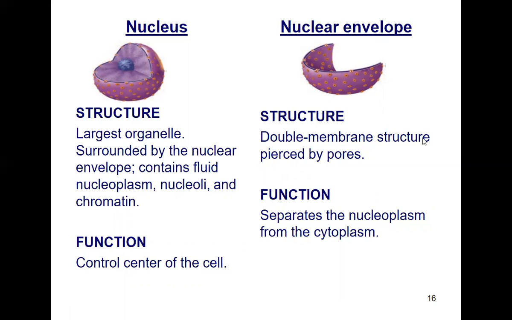So this is a double membrane structure pierced by pores. It has a lot of pores which help in the exchange of material. Sometimes there is exchange of material between the cytoplasm and the nucleoplasm. So this helps in selective permeability. If you see here, there are small pores through which some structures go inside and come out.